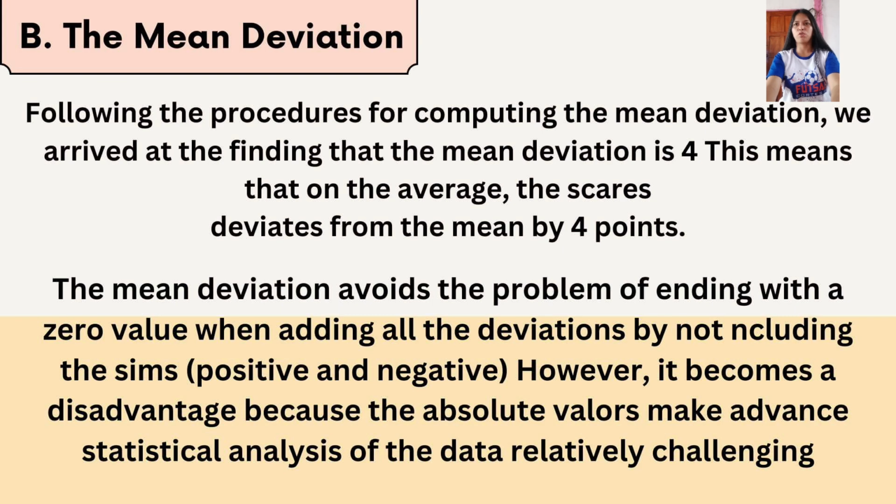Following the procedures for computing the mean deviation, we arrive at the finding that the mean deviation is 4. This means that on the average, the scores deviate from the mean by 4 points. The mean deviation avoids the problem of ending with a zero value when adding all the deviations by not including the signs, positive and negative. However, it becomes a disadvantage because the absolute values make advanced statistical analysis of the data relatively challenging.